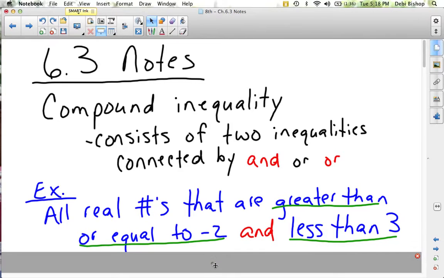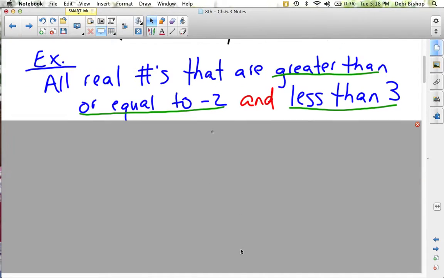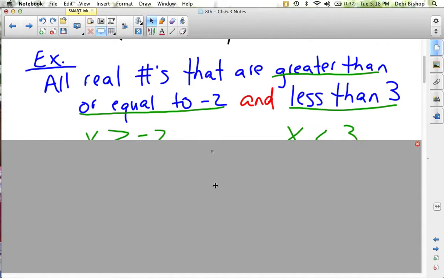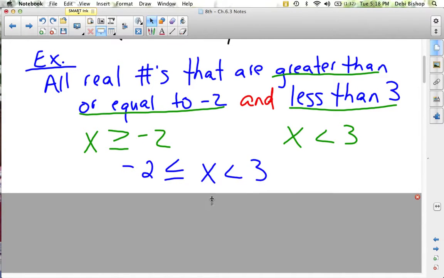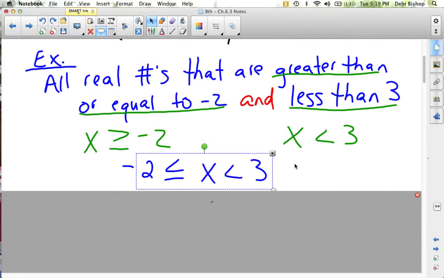if we have something to the effect of all real numbers that are greater than or equal to -2 and less than 3, how would I write this as a compound inequality? Well, first I want to pick out my keywords. First I know greater than or equal to -2 and less than 3. So I start writing it. My first one is x is greater than or equal to -2, and I also have x is less than 3. I would like to combine them together so it is one statement.